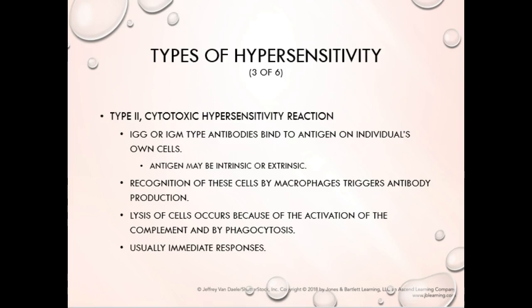Type 2, cytotoxic hypersensitivity. So this is going to be G or M type antibodies binding to the antigen on the individual's own cell. So it can be an internal or an external antigen with this. Recognition of these cells by macrophages triggers an antibody production breakdown. So lysis means to break down cells because of the activation of the complement system, and then phagocytosis will kick in to eat up those cells. So lysis just means to break down cells.